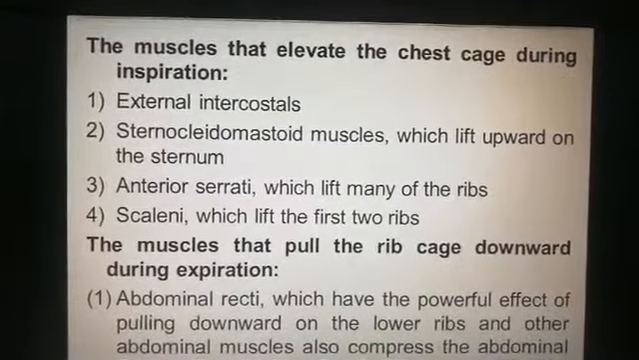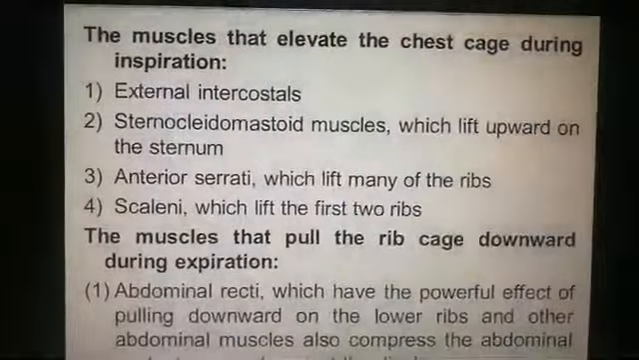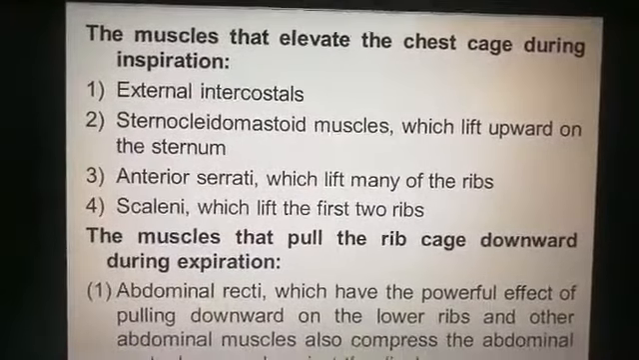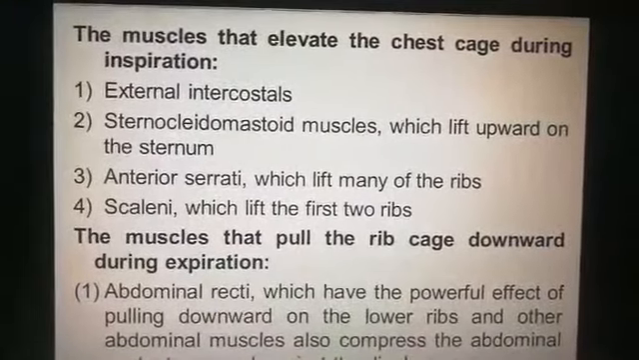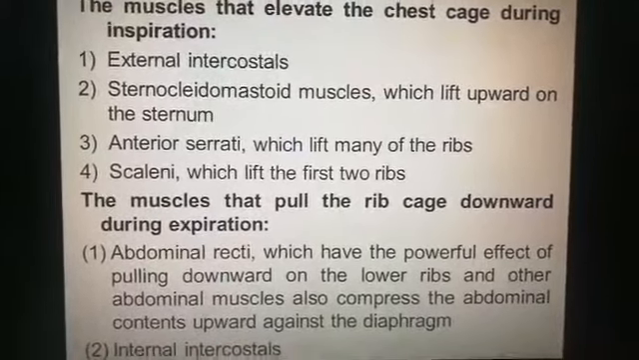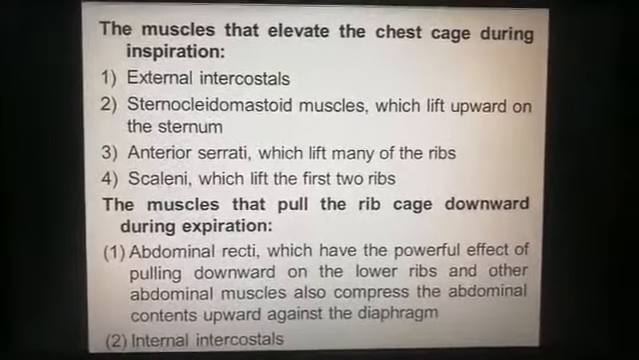The muscles that elevate the chest cage during inspiration are the external intercostals, sternocleidomastoid, anterior serrati, and scaleni. And the muscles that pull the rib cage downward during expiration are the abdominal recti and internal intercostals. So these are the MCQ points.